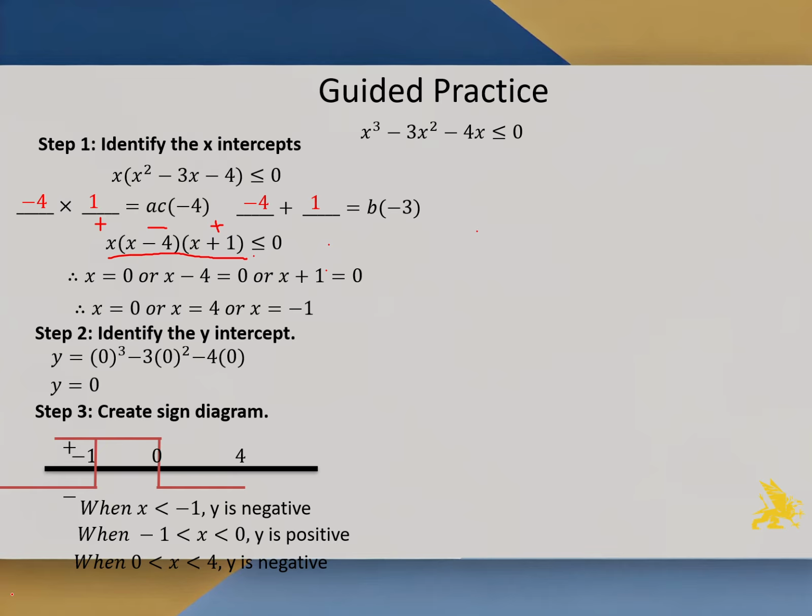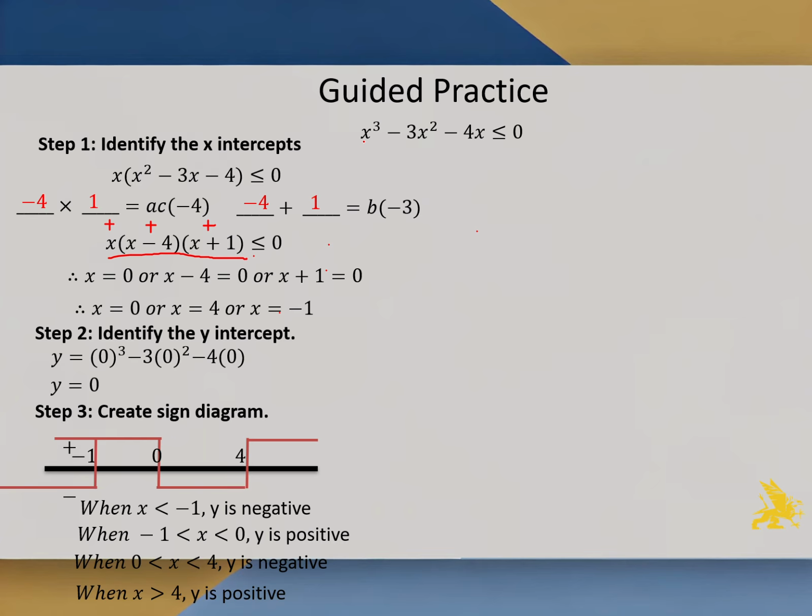And finally, I'll just clear this so I've got easy to look at. Okay. So, and then I'll pick a number bigger than 4. So 5. 5 is positive. 5 take away 4 is positive. And 5 plus 1 is positive. So it goes into the positive area.